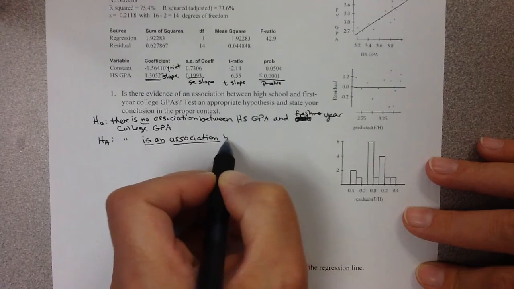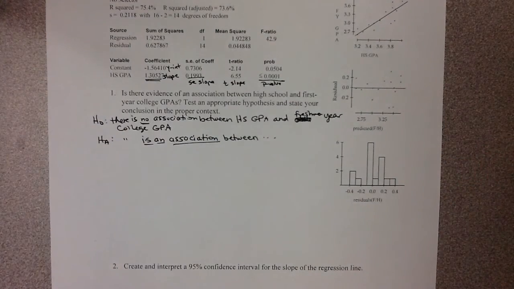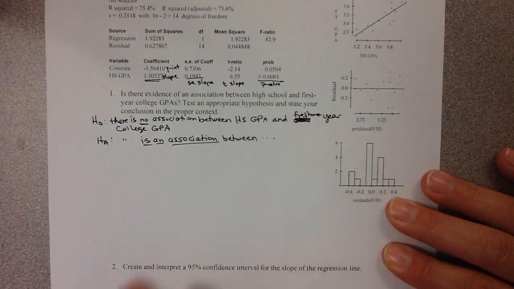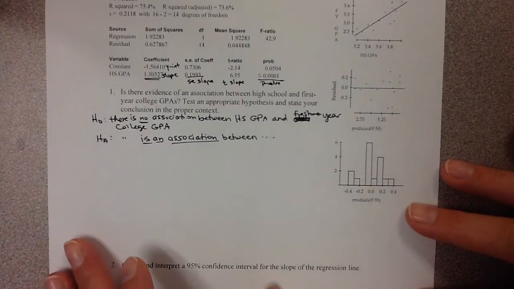No for the null, and there is one for the alternative. There is an association between... Now you don't do that on the AP test. You write it out fully in words and context. But for this morning, just for practice, just for time management, we're just going to pretend that we did.